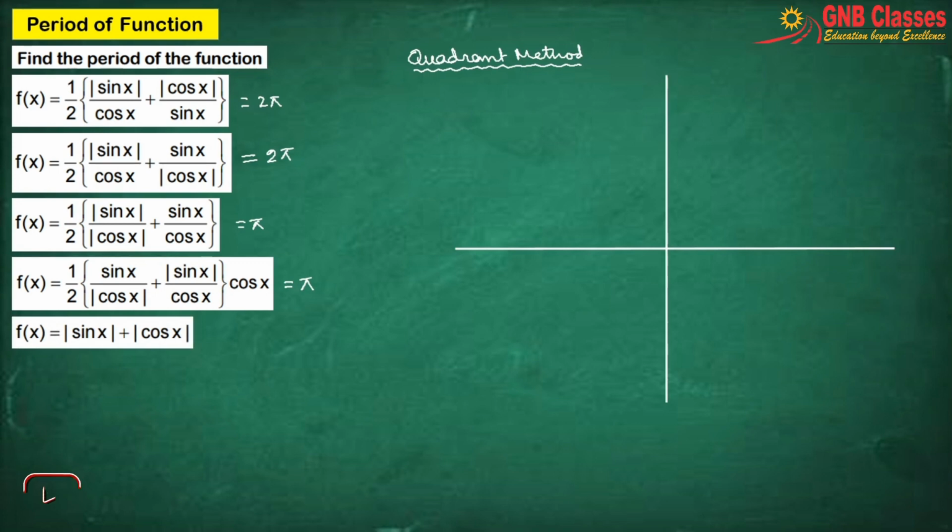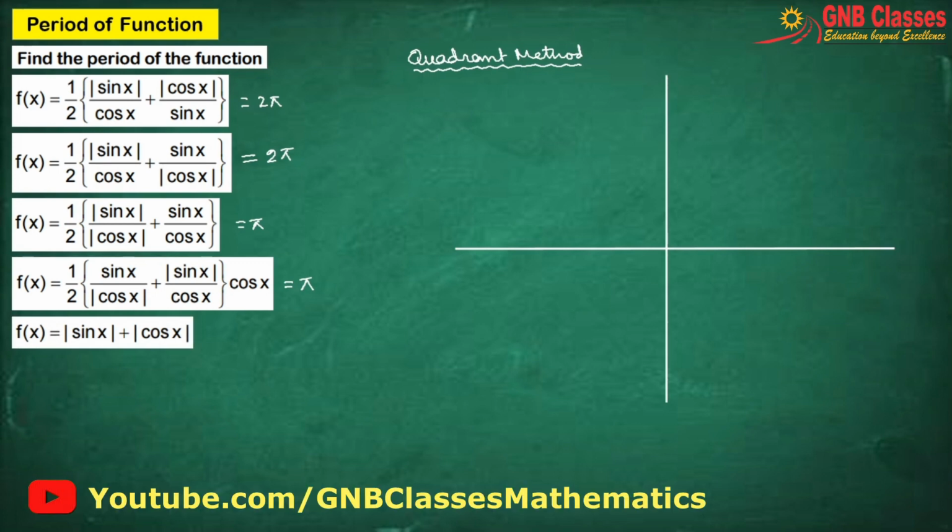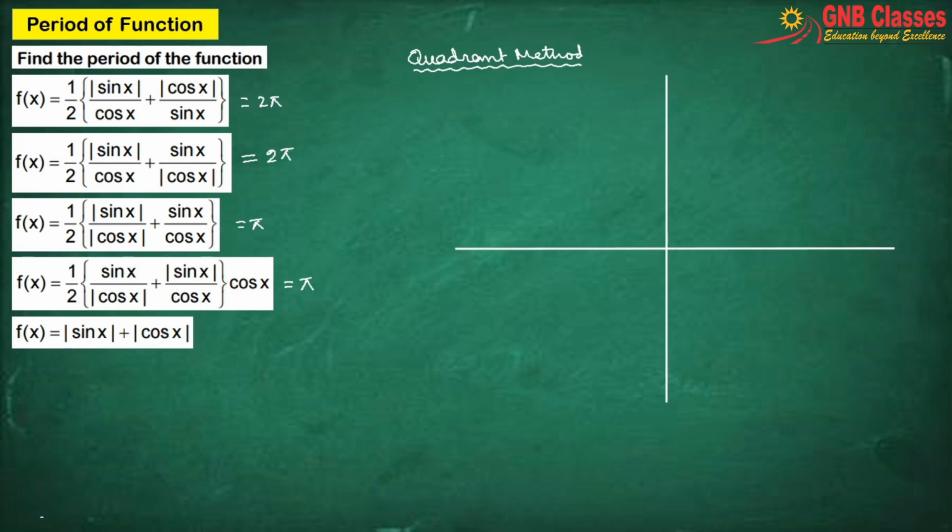f(x) equals mod of sin x plus mod of cos x. This sum came in the West Bengal joint entrance several times. Learn how we can solve this problem by using the quadrant method. The first step is removing the mod sign in the respective quadrants. Just check it, I am doing it a little fast.